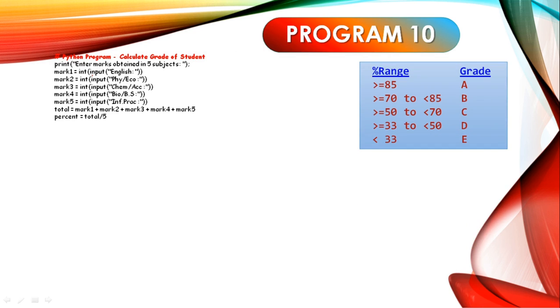After that, we have to calculate the grade. The conditions to calculate the grade are given in the question. The first condition is if the percentage is greater than 85. We have to use an if elif block. First condition is if percentage greater than 85, the grade given is A. So I am assigning the grade A to the variable grade.